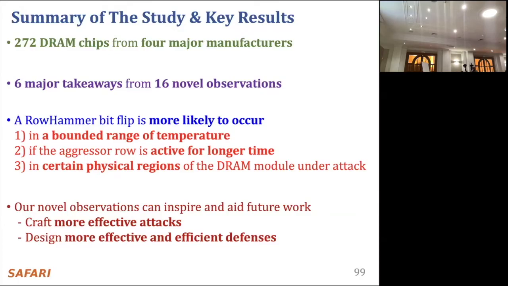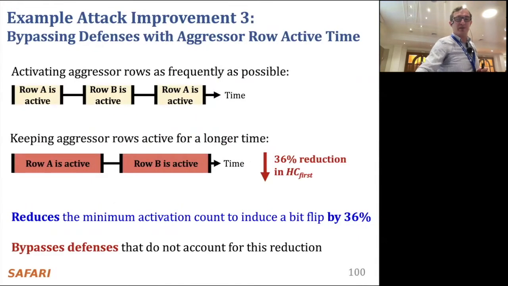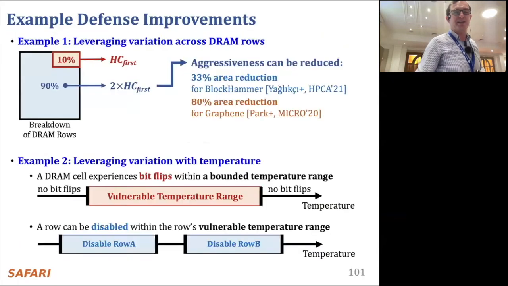And also, certain physical regions of a DRAM module that's under attack are much more vulnerable. So if the attacker knows which part is much more vulnerable, meaning they can induce bit flips much faster over there, they could focus there. If the defender knows this, the defender can actually make their solutions more efficient by protecting the vulnerable parts much more, right? Okay, so let me give you an idea over here. I'm not going to talk about this one because I'm going to talk about that in more detail.